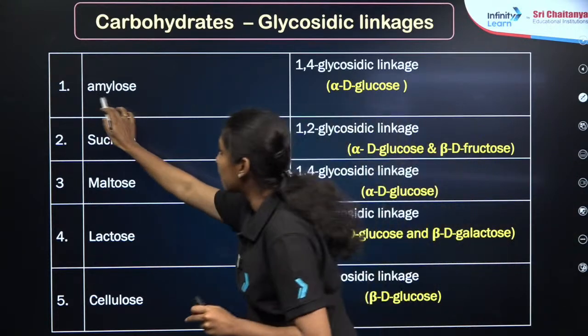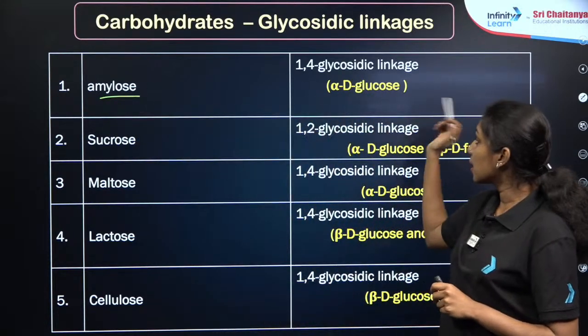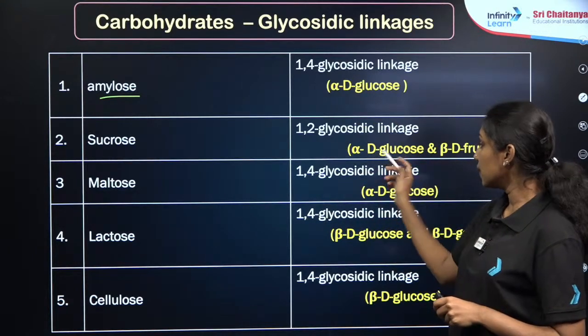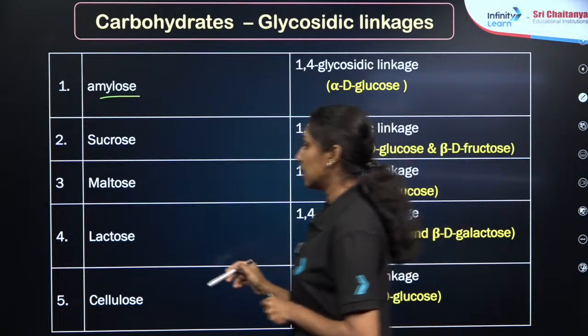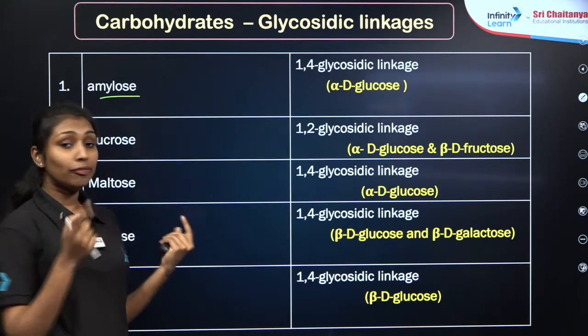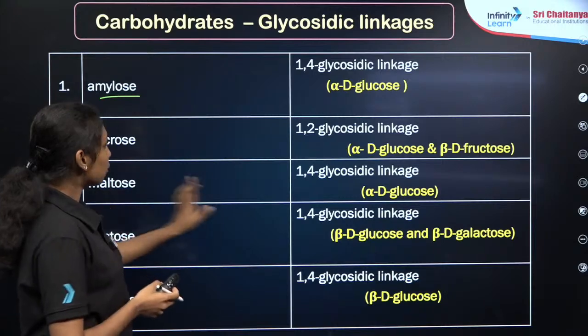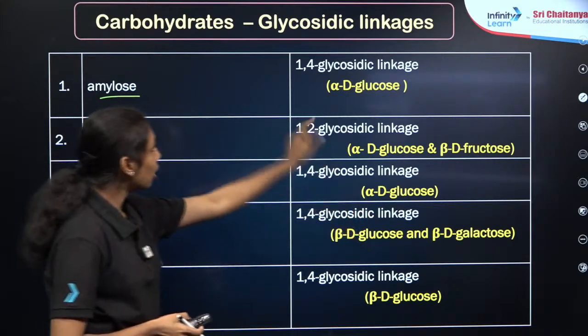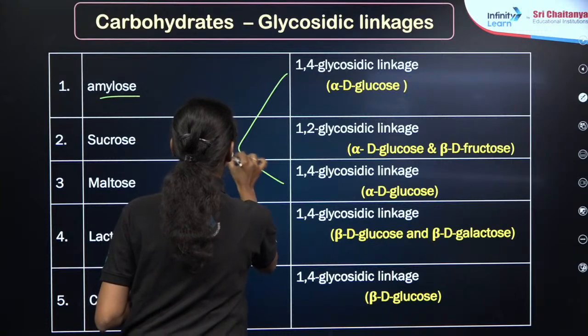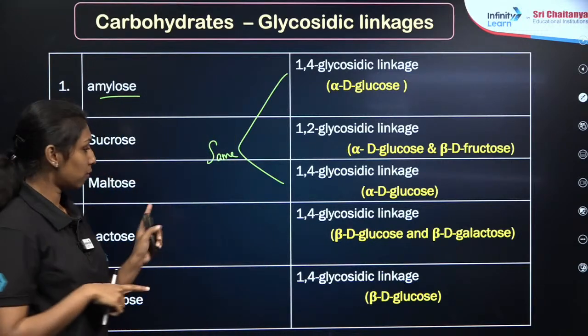Here it is amylose having the 1,4-glycosidic linkage in between the 2 alpha D glucose. In sucrose, it will be 1,2-glycosidic linkage between alpha D glucose and beta D fructose. You must have an idea about the structure, right? What is the difference between alpha and beta forms? In maltose, it will be the 1,4-glycosidic linkage between alpha D glucose. You can connect with this, right? These are almost the same in case of linkages.